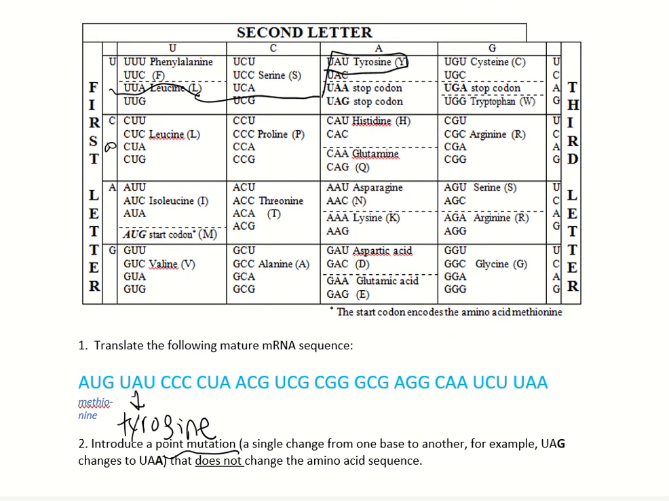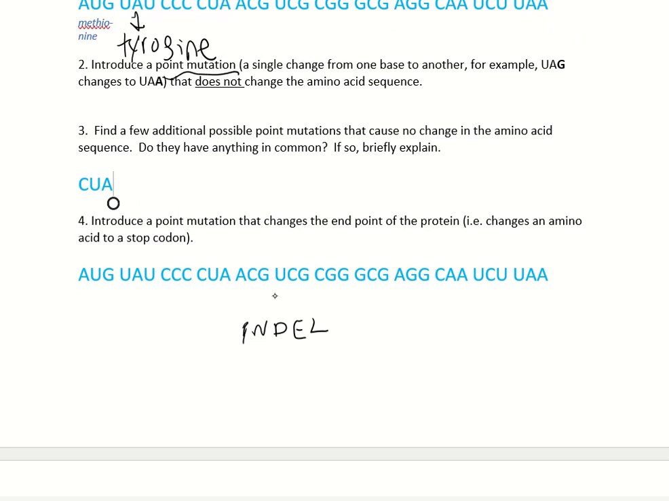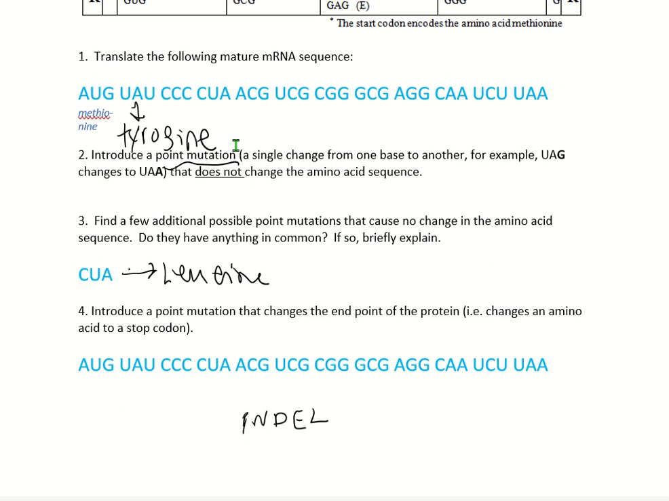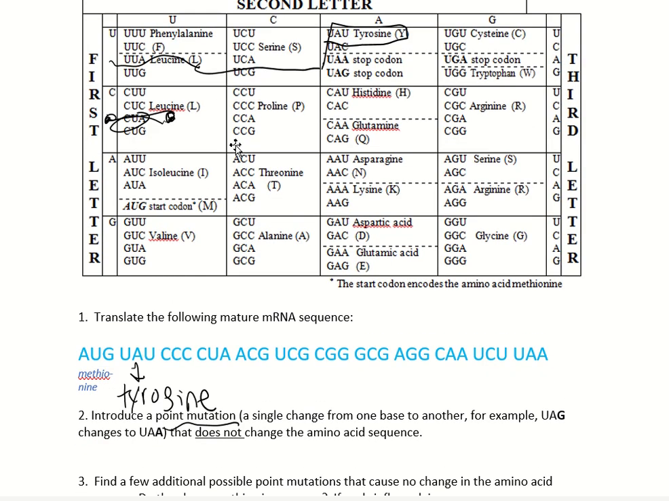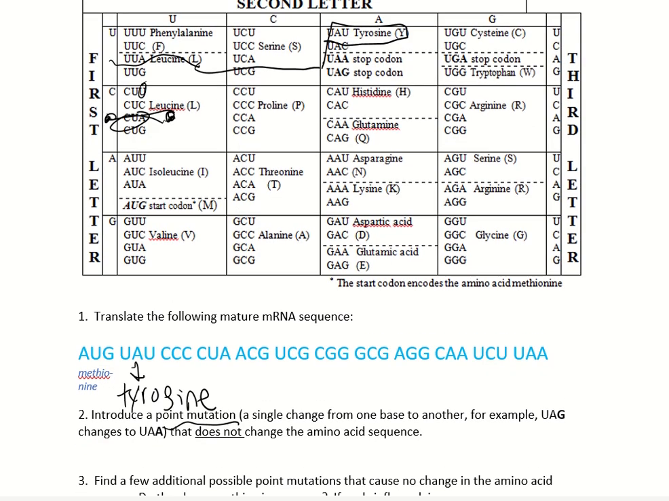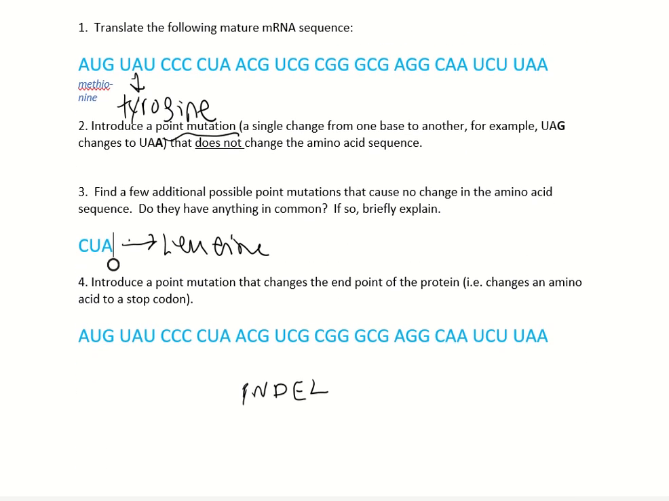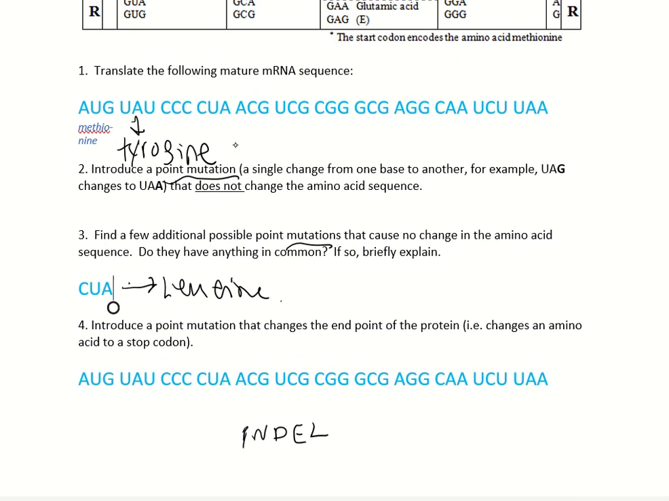So we do C as the first letter, U as the second letter, and A, so that makes it leucine. So I know this is leucine as CUA. But if we have a point mutation that causes the A to switch to, say, a U or a C, that's going to remain the same, right? So CUC is also going to be leucine.